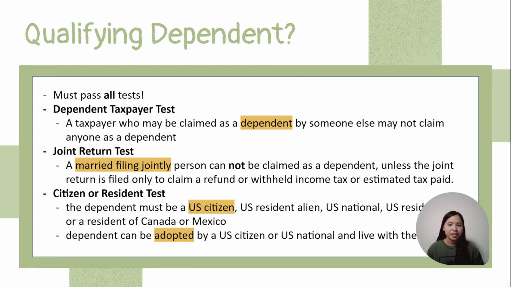The second test is the joint return test. This basically means that a person married filing jointly cannot be claimed as a dependent unless the joint return is filed only to claim a refund of withheld income tax. We'll get more into filing status in the next video, but a married filing jointly person is someone who is married to a spouse and they agreed to file the return together, meaning they combine their income, their debt, and their taxes into one return.